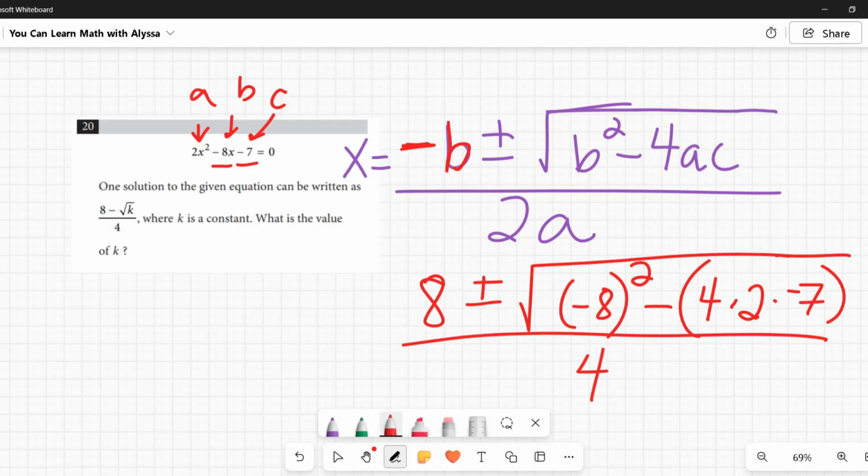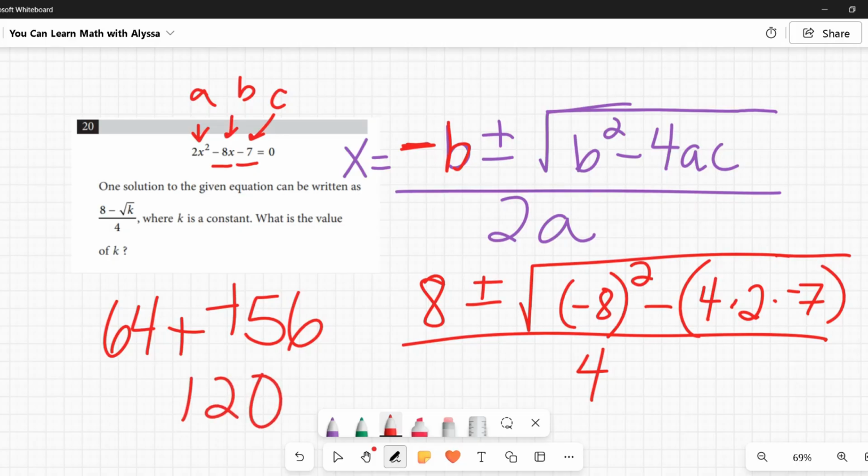So let's do that math. Negative 8 squared is 64. 4 times 2 is 8. 8 times negative 7 is negative 56. So it's 64 minus a negative 56. That's the same as plus a positive. And when we add those together, we get 120.